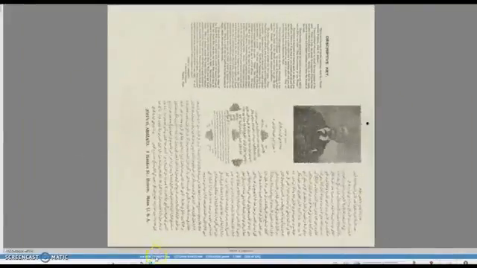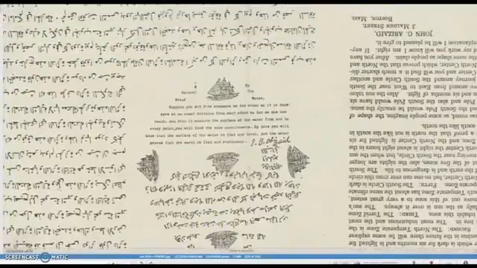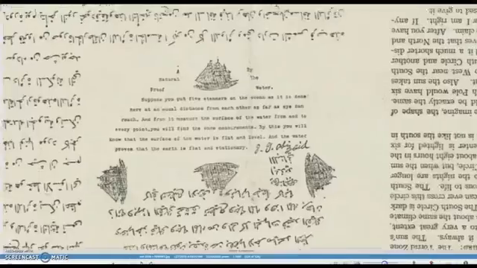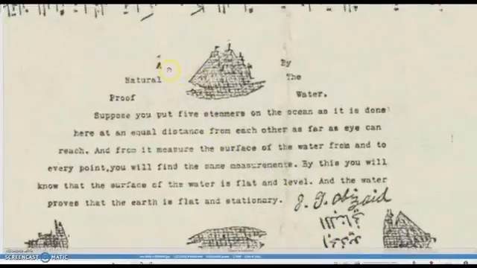And then let me flip this around and show you what he wrote here as a proof. It says, a natural proof by the water.